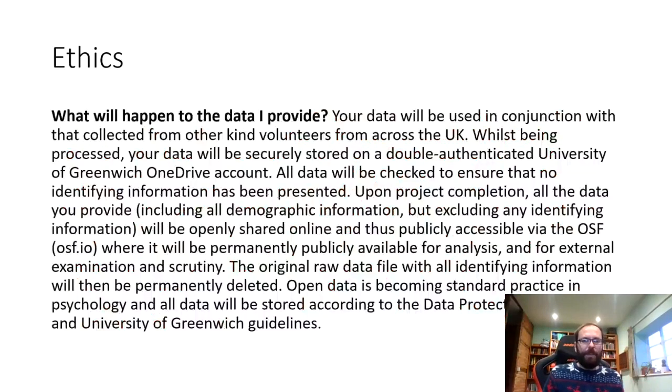And indeed, for this project we're all working on, this is what I've stated in the ethics form: that the data will be stored on a OneDrive account, which is my university's preferred choice of data storage. It will be checked to ensure no identifying information is present, because we do collect some open-ended responses, for example, whether people are in employment and for how long and these sorts of things. So they could write, my name is Terry Jones and whatever.